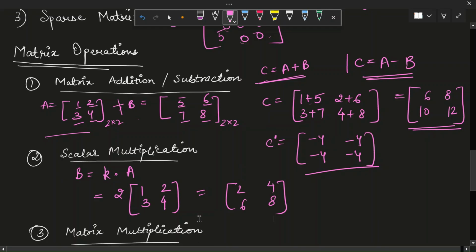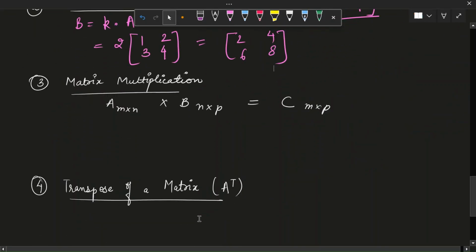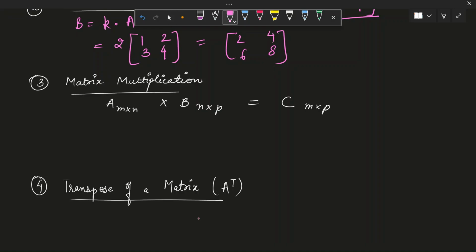Next, we have matrix multiplication. Matrix multiplication is not element-wise. It involves dot products of rows and columns. Let's say two matrices A and B can be multiplied if the number of columns in A equals the number of rows in B. Okay, so this should be equal, then only matrices can be multiplied with each other.